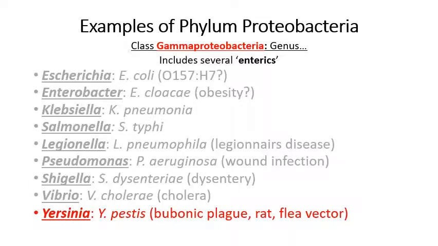All right, Yersinia. The Yersinia genus is again a member of the gamma proteobacteria class, and it is responsible for, for example, in particular, Yersinia pestis killed about half the population of Europe during the Middle Ages due to something called the bubonic plague.